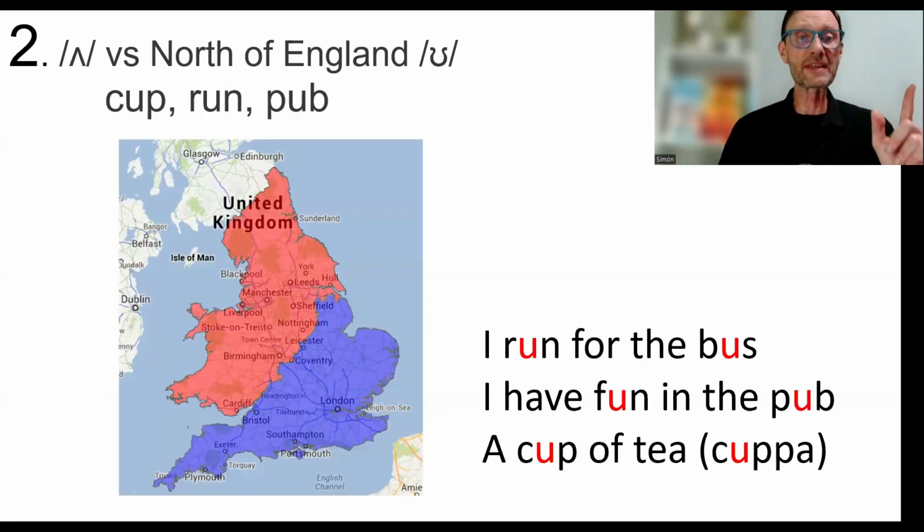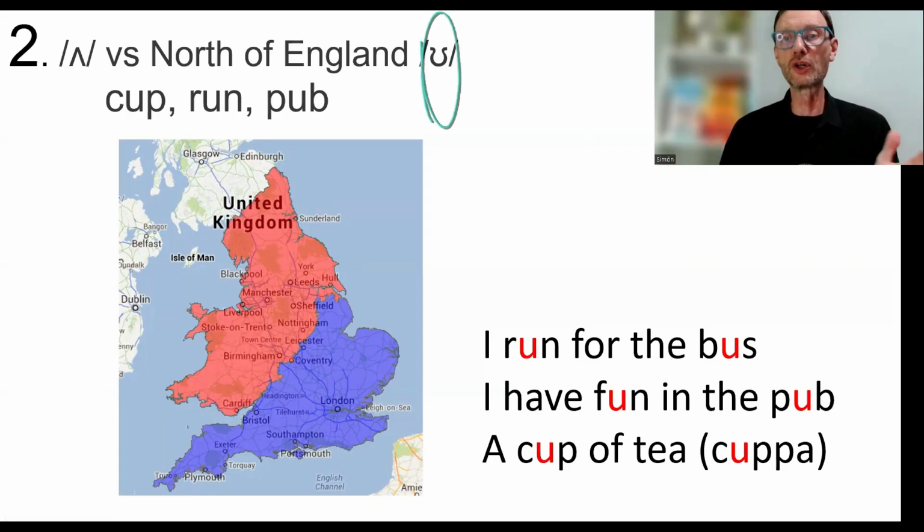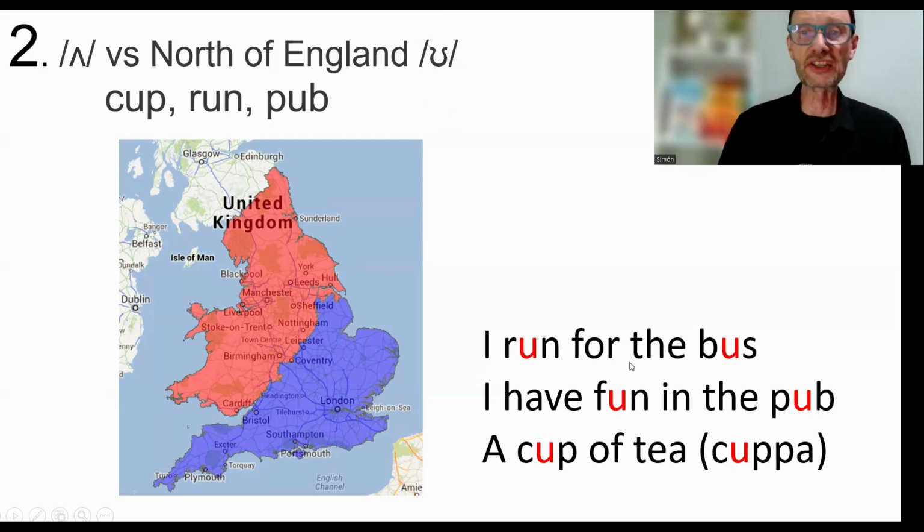The reason this phoneme is important is because it distinguishes it from the pronunciation in the north of England for this sound. So if you see this line, this is an approximate line that divides the south in the blue-purple area and the north of England and Wales in the red colour. In the north, it's pronounced differently. So, for example, if we come down to these 3 sentences, in the north, we would say, I run for the bus. I have fun in the pub. A cup of tea.